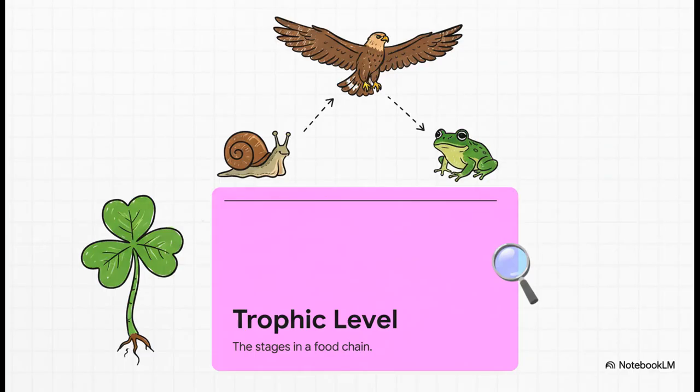Now, before we actually build that pyramid, there's one key term you need to know: trophic level. It sounds kind of scientific, but all it really means is an organism's spot in the food chain. So the clover, that's the first trophic level. The snail is on the second, the thrush on the third. You get the idea. It's just the different steps up the ladder.